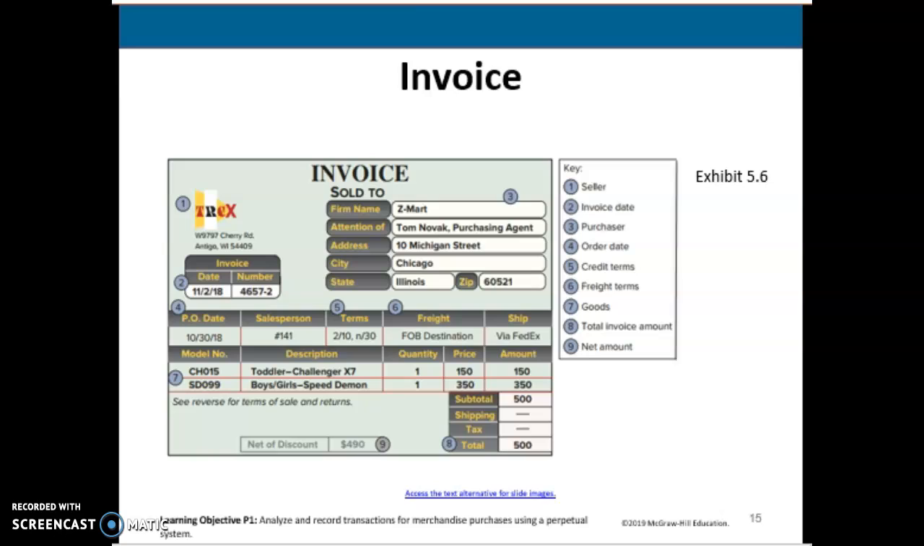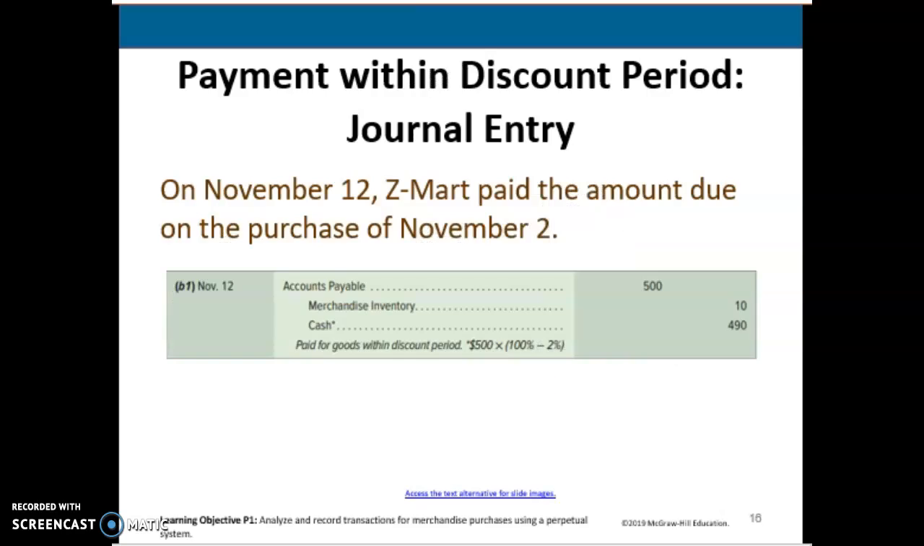It tells you what salesperson took your order, what the terms are. Again, we see 2/10 net 30. It also talks about freight. This says FOB destination, which we'll get into shortly. And then it's telling you how they're shipping it. It tells you the items you ordered, the total amount, and how much you would pay if it was net of the discount. And that's what that $490 is. So we would get 2%, which would be $10. So we would actually pay $490 if we paid it within the discount period.